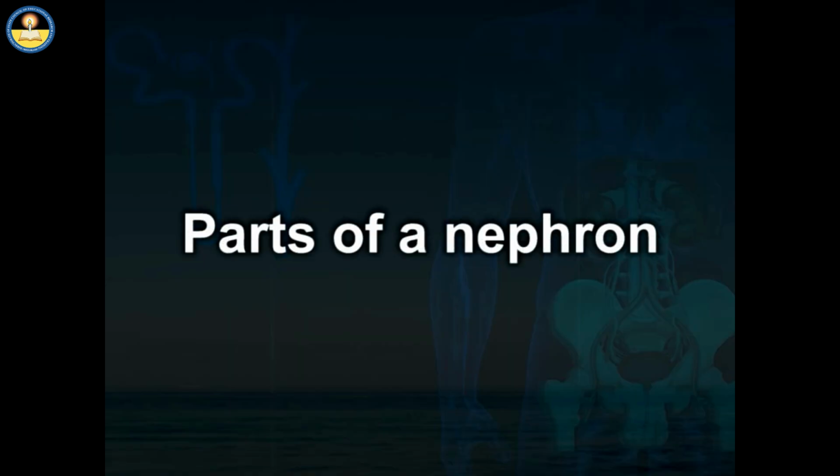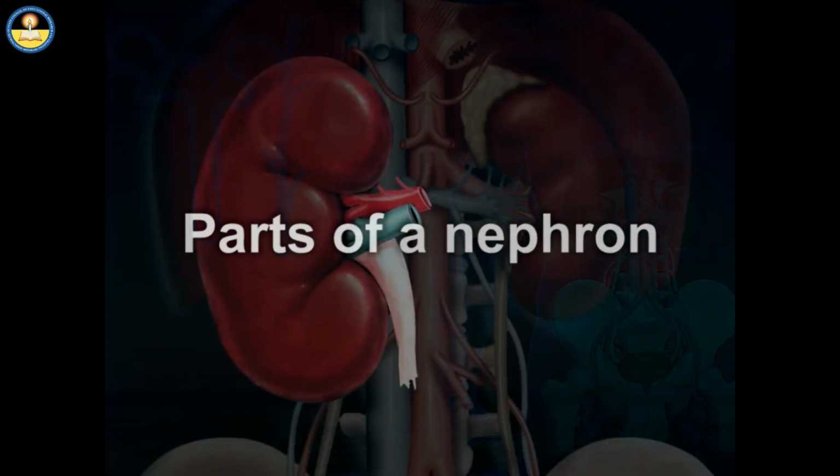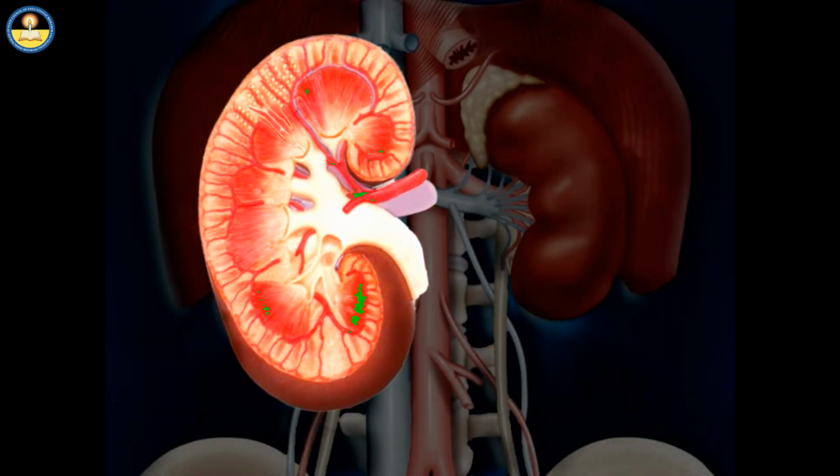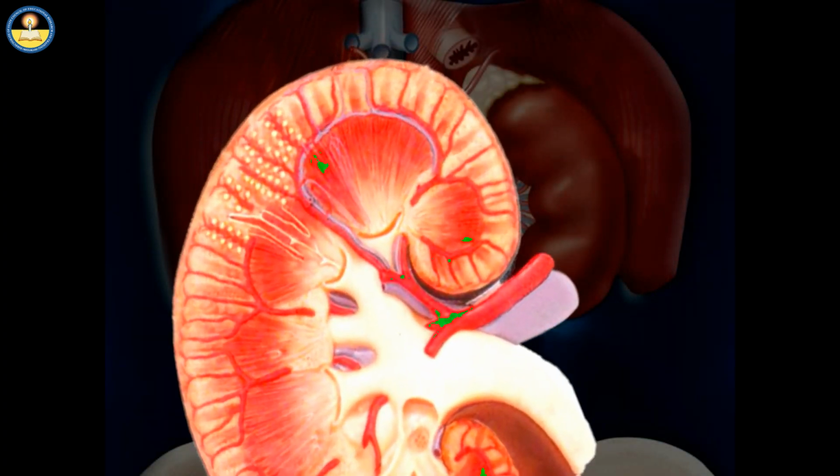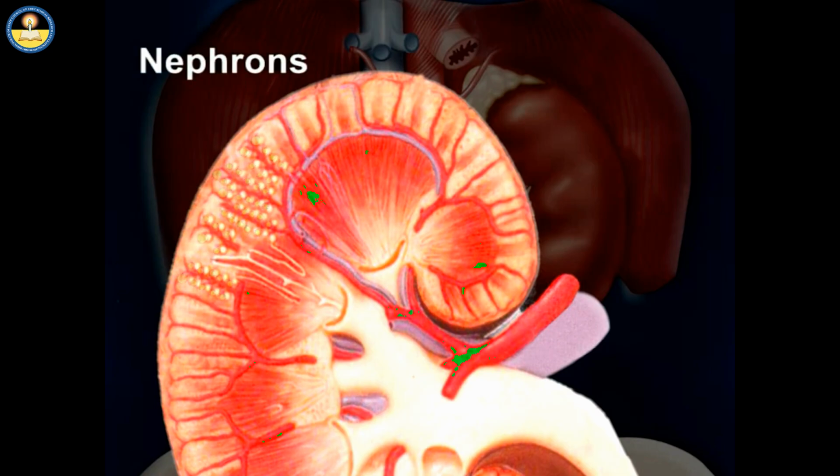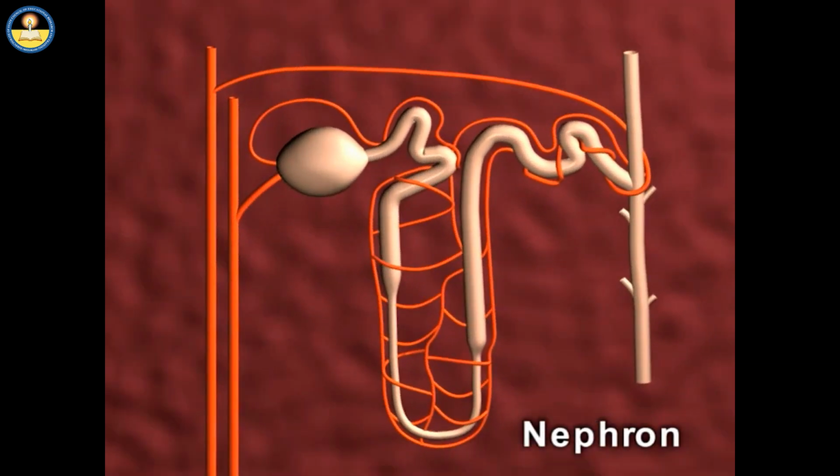Parts of a nephron. The nephron is the structural and functional unit of the kidney. Each nephron functions as an independent unit and produces some quantity of urine. The nephron can be differentiated into the following parts.